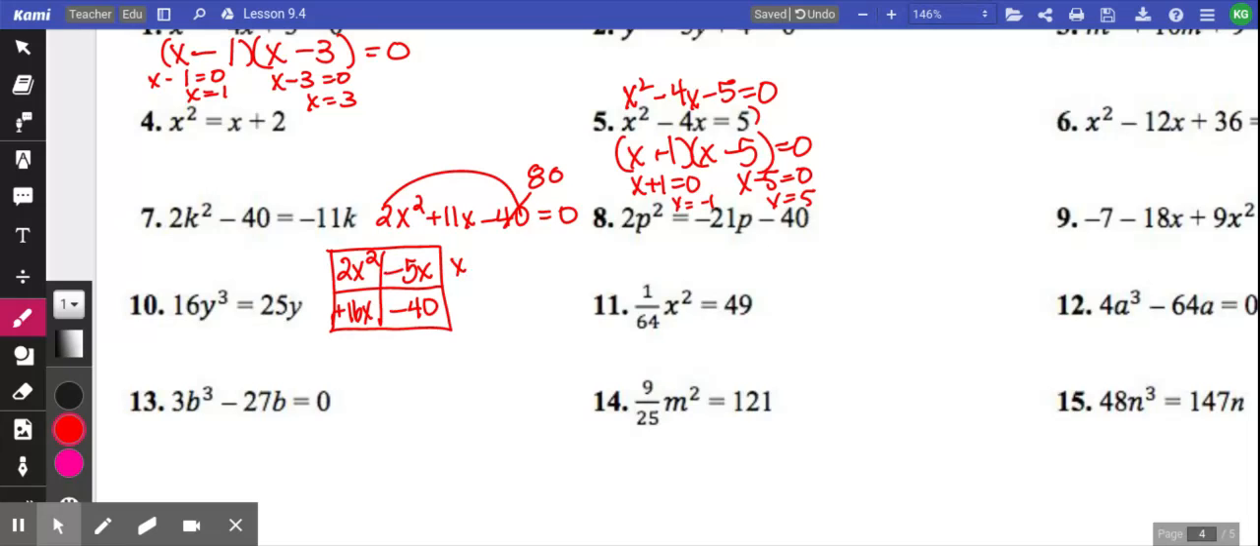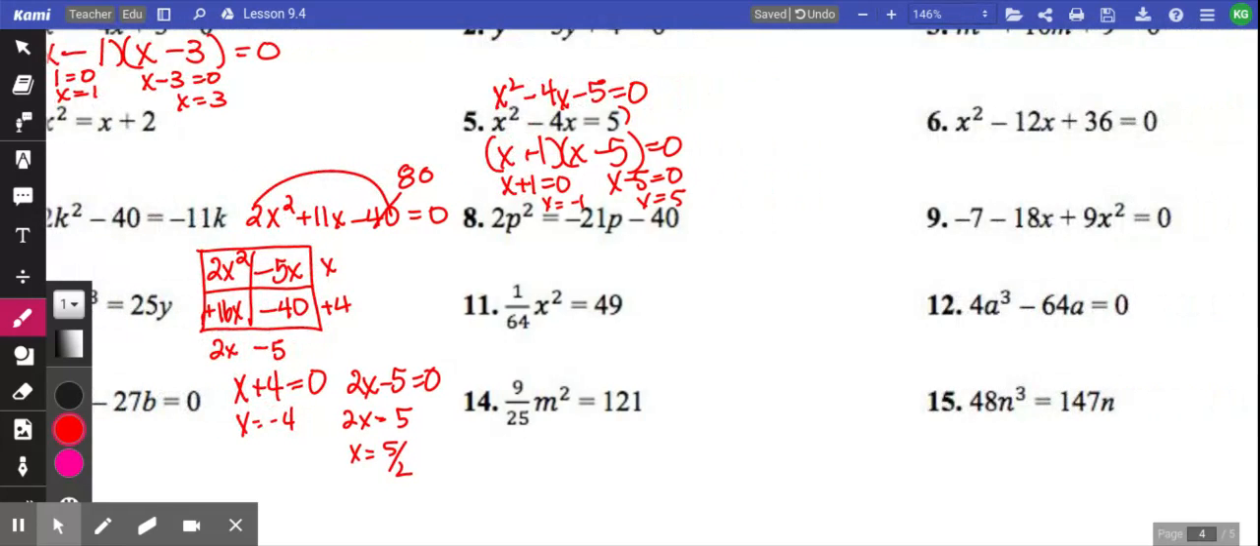This has in common x. This has in common 4. This has in common 2x. And this has in common -5. So either x plus 4 equals 0, so x is -4. Or 2x minus 5 equals 0. So 2x equals 5, and x equals 5/2.